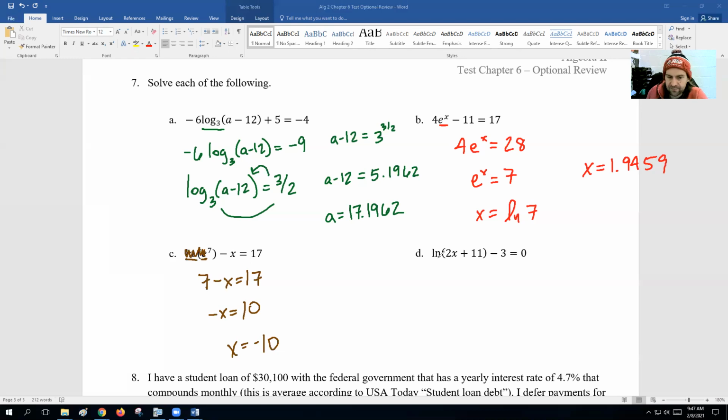In this problem we have the natural log, but no e, so we've got to isolate this natural log. So we'll add 3 over, and we get the natural log of 2x plus 11 equals 3. All right, to get rid of this natural log, to make this just 2x plus 11, we need to do e on the other side. So calculator time, what's e to the 3rd power? I got 20.0855.